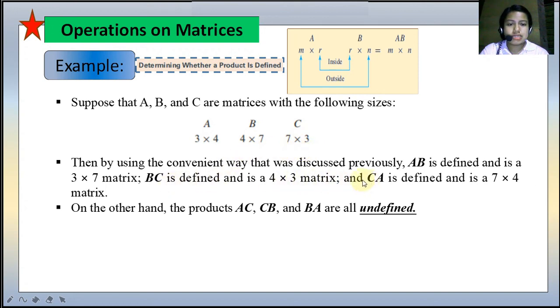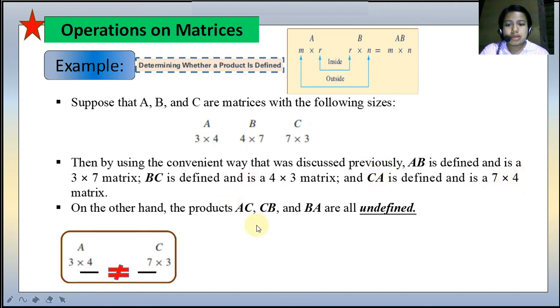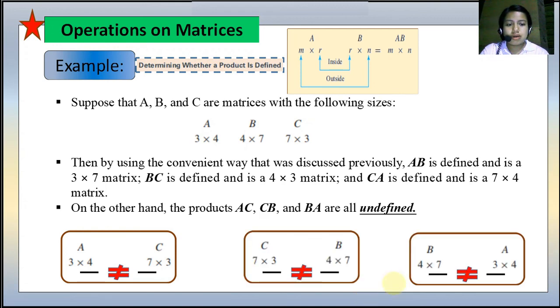Then we have CA. CA is defined, so it will transfer A here. So that would be 7 by 3. Then we have 3 by 4. So 3 and 3 are equal. Then we have 7 by 4 as the size of matrix CA. On the other hand, the products AC, CB, and BA are all undefined.